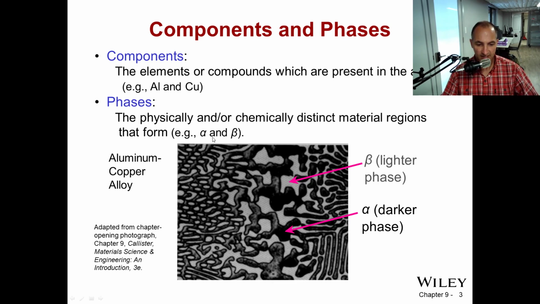So the term phase is not just confined to phases of matter, like gases, liquids, and solids. Those are the main phases of matter. But this definition is a bit broader than that. The phases may be identical in chemistry, but we might have a different physical structure, like a different crystal structure. For example, alpha phase is copper rich, and you have a beta phase, which is aluminum rich in this case. So the beta is light, and the alpha is this dark phase.